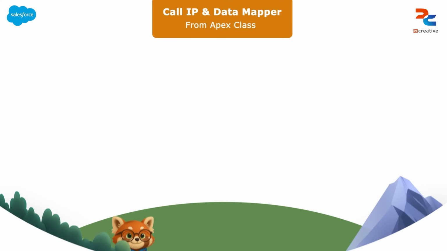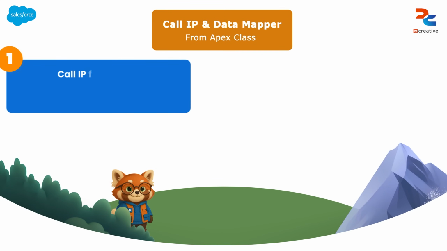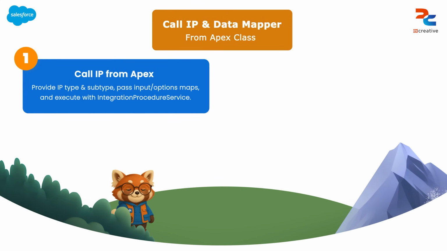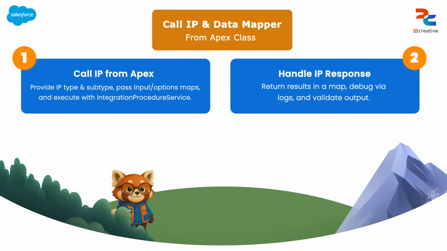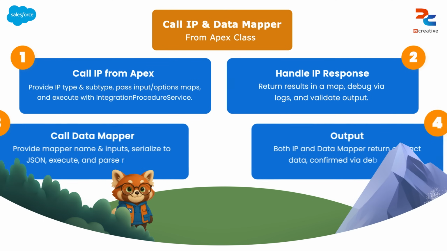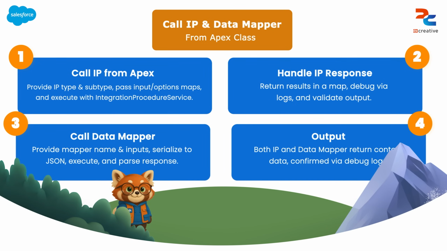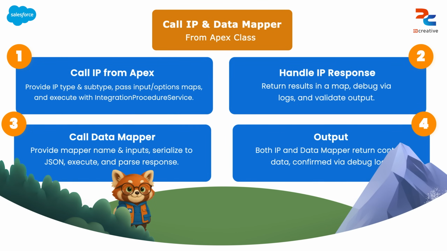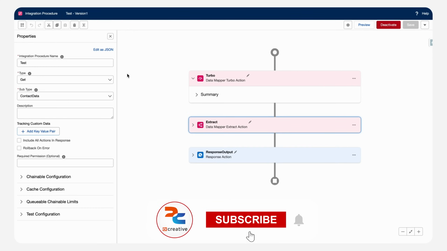Hello everyone. In this video, we will see how to call an IP and data mapper from an Apex class. To call an IP from Apex, we need information like type, subtype of the IP, input, and options. This is our IP. Let's first check its type and subtype.